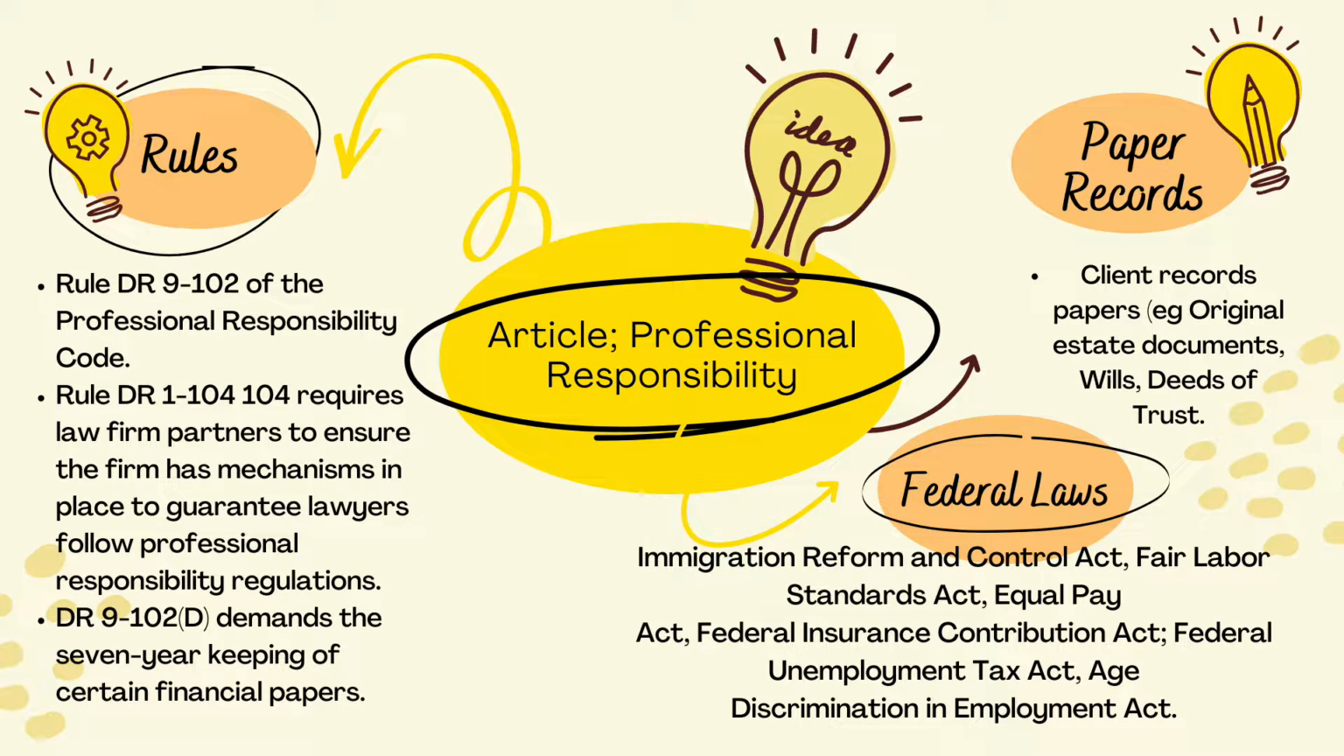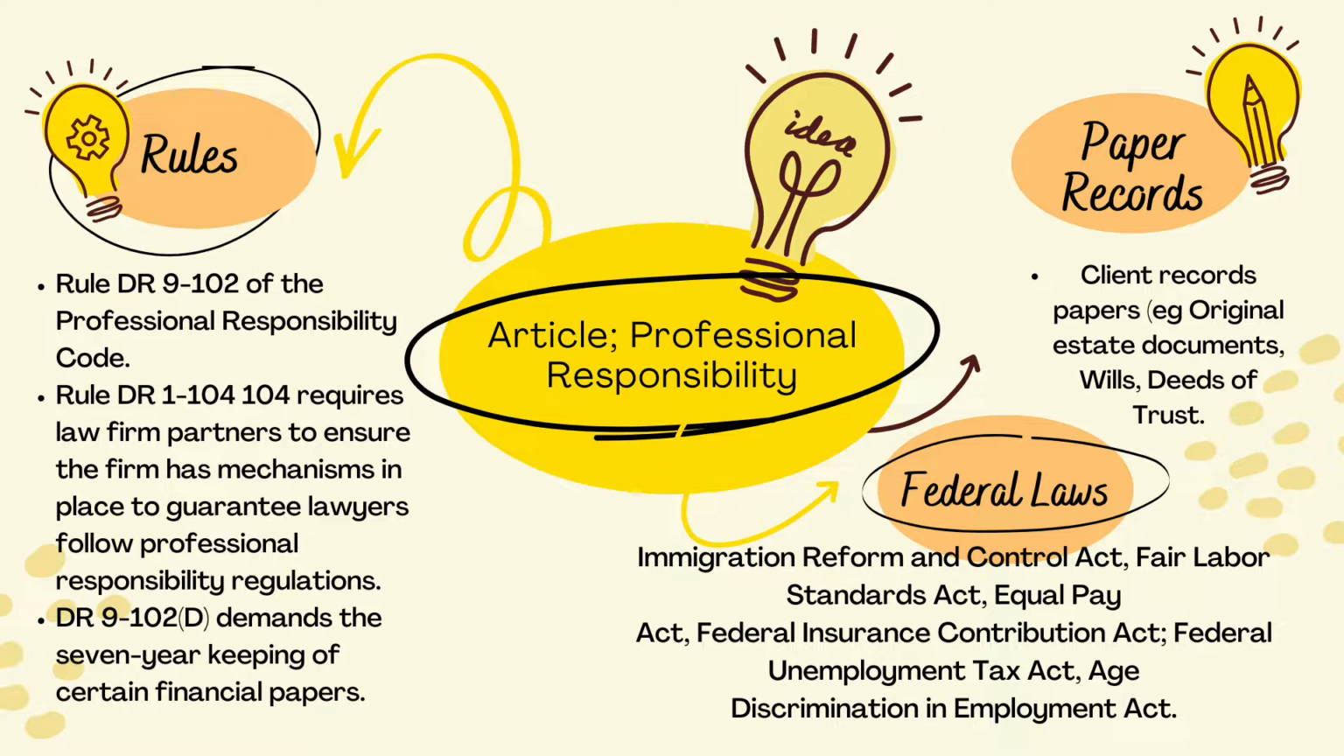There are a few rules that have been discussed in this article. The first one is Rule DR 9-102 of the Professional Responsibility Code. The standard stresses the need for attorneys to safeguard client property and maintain records of client possessions.